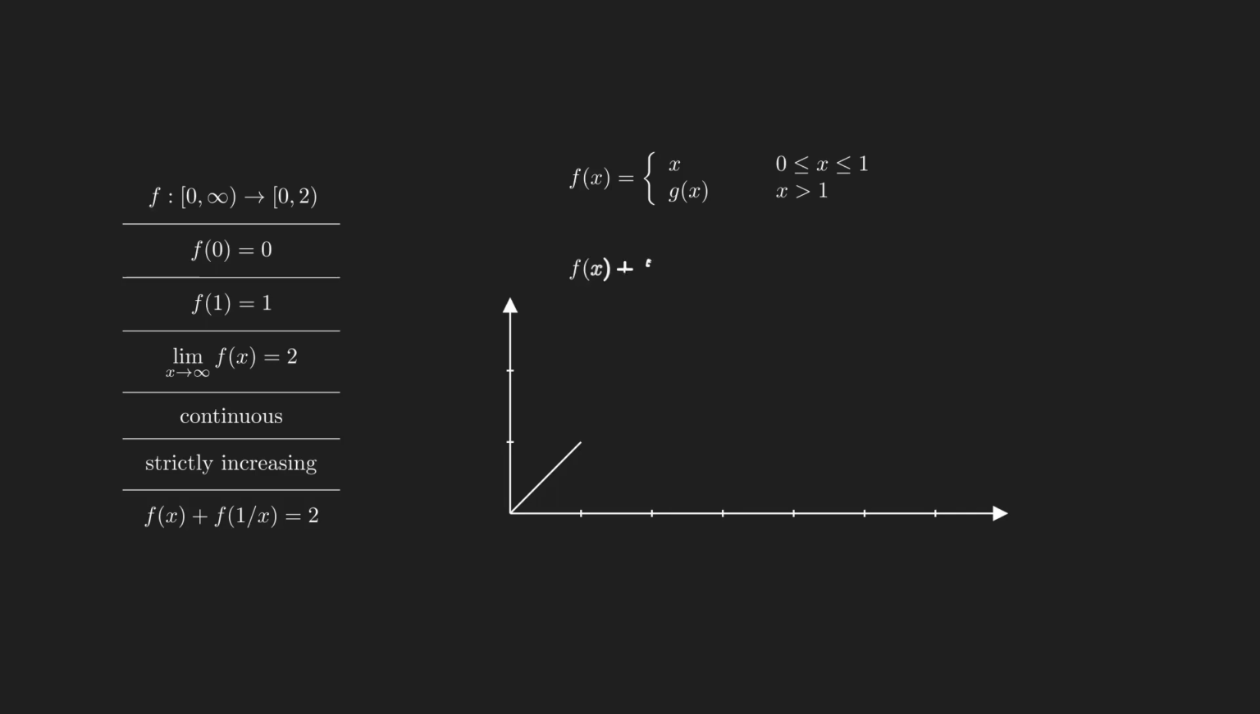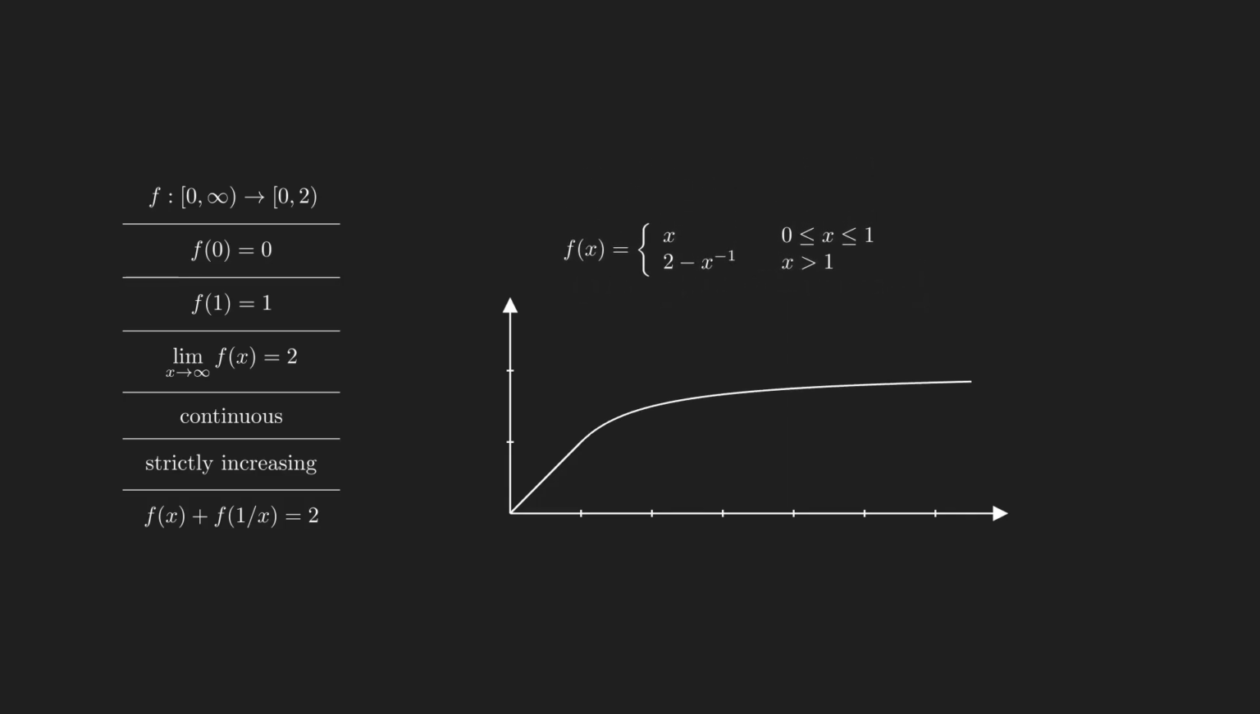We know f should satisfy this equation. Let's assume we want to make this equation work for values greater than 1. Since x is greater than 1, we replace f of x with the second subfunction g of x. And again, since x is greater than 1, 1 over x is between 0 and 1. So for f of 1 over x, we should use the first subfunction and write 1 over x itself. This should be equal to 2, and we get to find g of x. We can draw the function and see all conditions are satisfied.